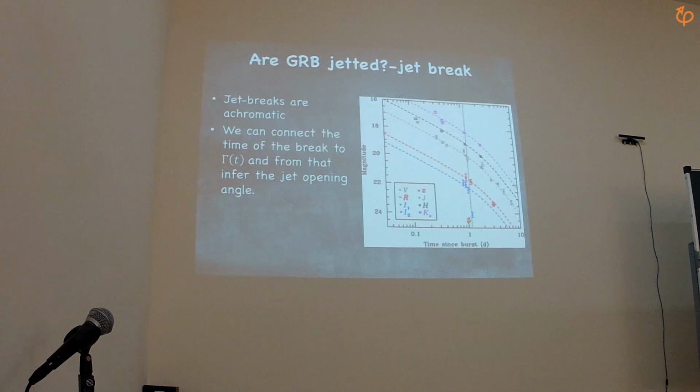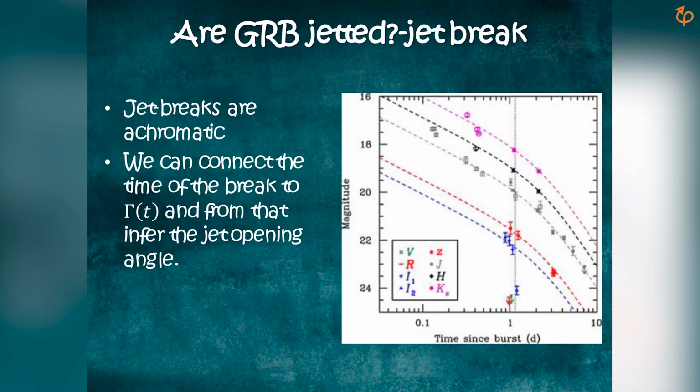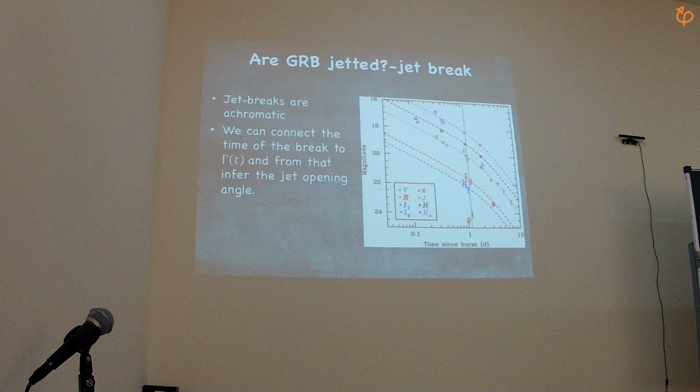So this is the trick. The trick is to look for these breaks, understanding that they occur because as the shell continues to slow down, my observed cone is now larger than the size of the jet, so I'm missing out light. That's why this break occurs. And at the time that this is happening, this relation is taking place.